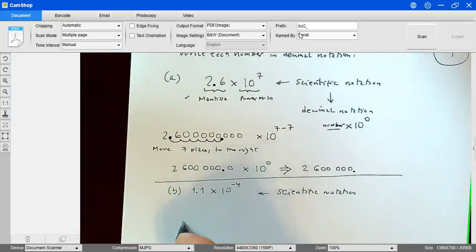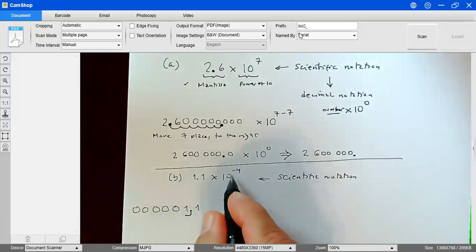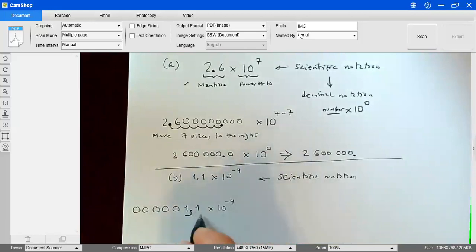So I'm going to write my Mantissa, but now I'm going to write zeros on the left because I need to move this point to the left to be able to add here. So I'm going to move this point 4 places to the left. 1, 2, 3, 4 places to the left. I'm going to move the point 4 places to the left.